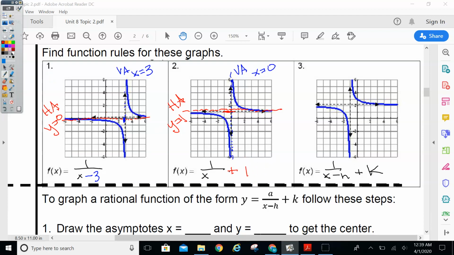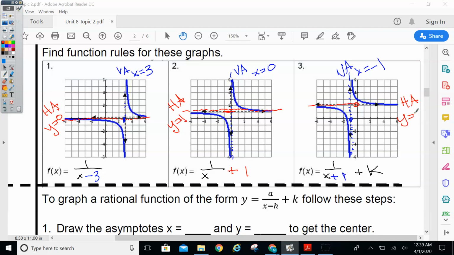And then the last one, the vertical dashed line is at -1. The vertical asymptote is -1, which means the h value has to be plus 1 here. And then we go to the k. The k is the horizontal at 2.